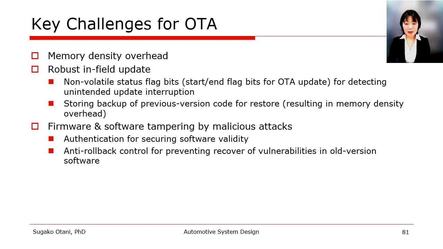The third is secure updates. We need to block software tampering by authentication. For example, an anti-rollback control is generally implemented to prevent the recovery of vulnerabilities in old version software.